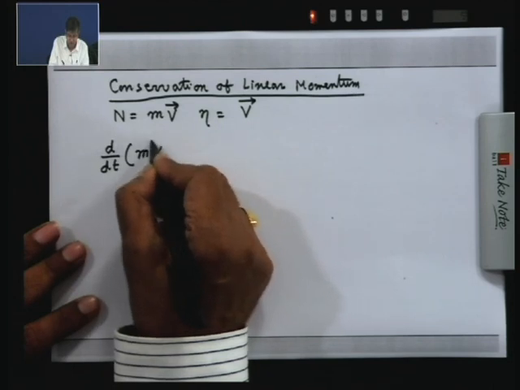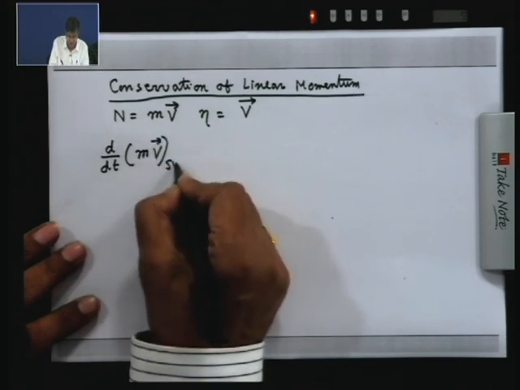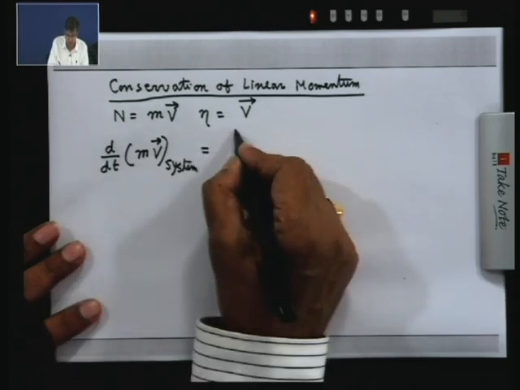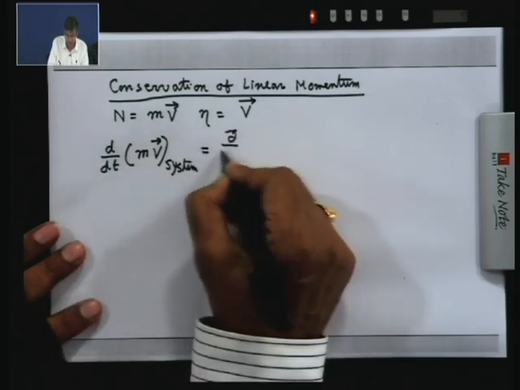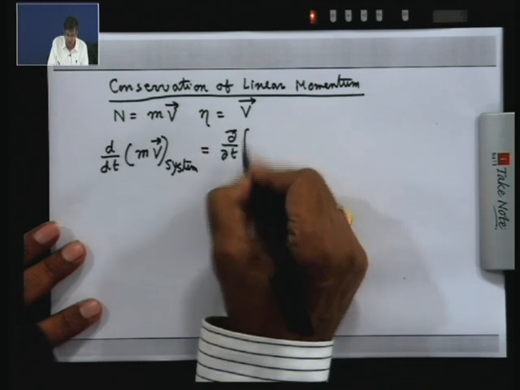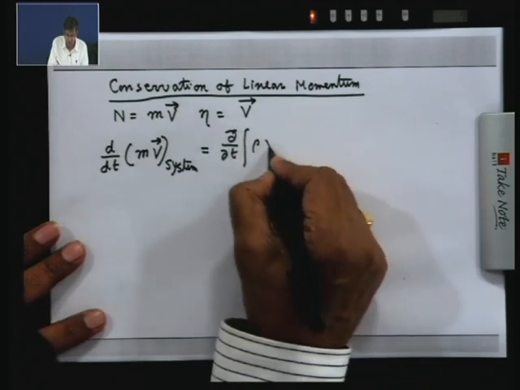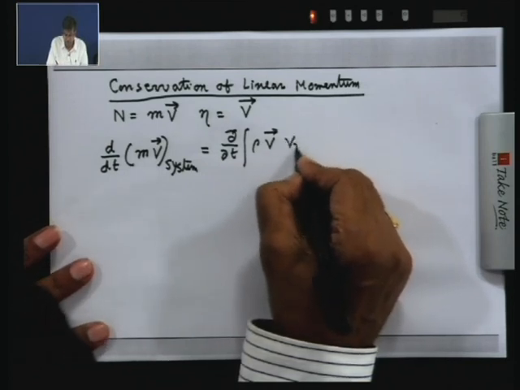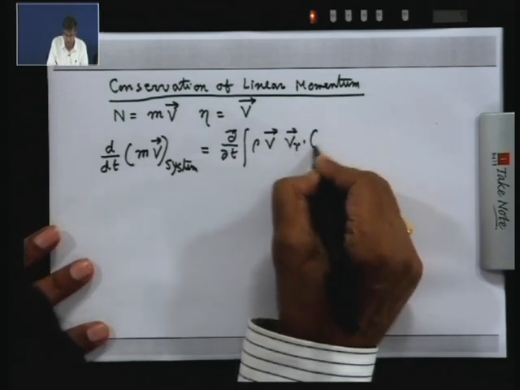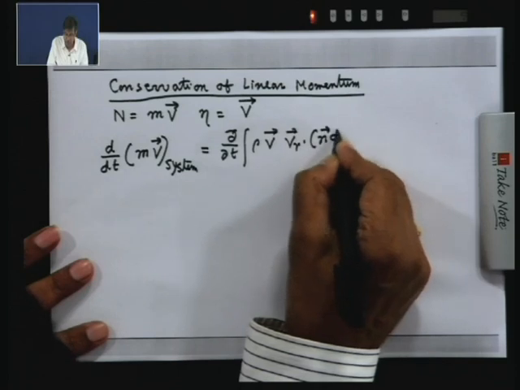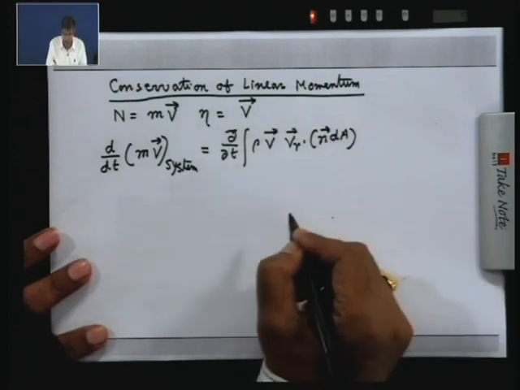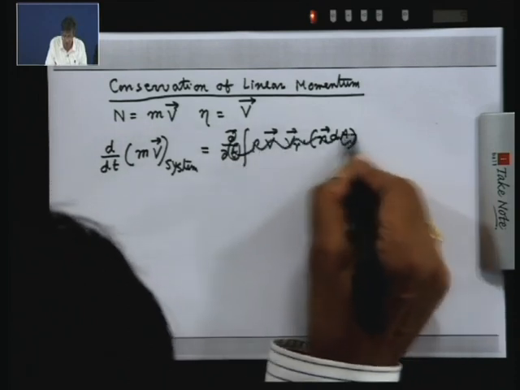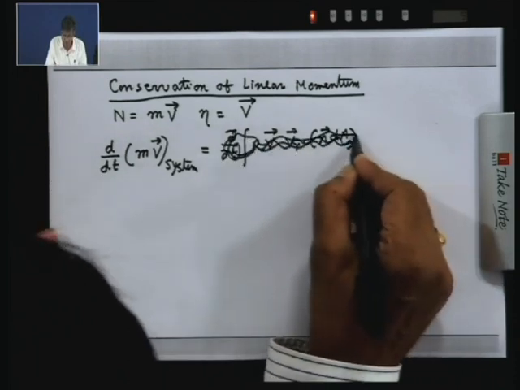mv for the system. Now the Reynolds transport theorem is equal to del del t of eta, which is v, that means rho V, then V R as usual dot, which is there for the outflow. Oh, sorry, I am extremely sorry.